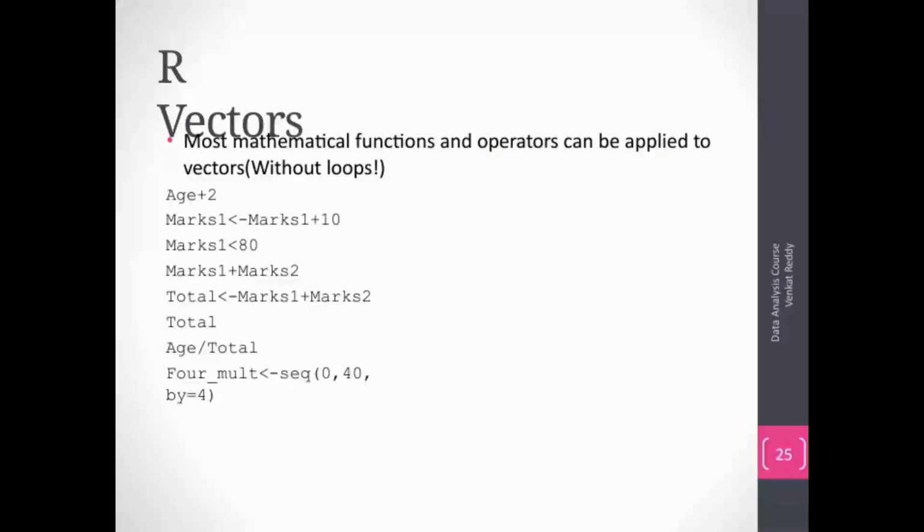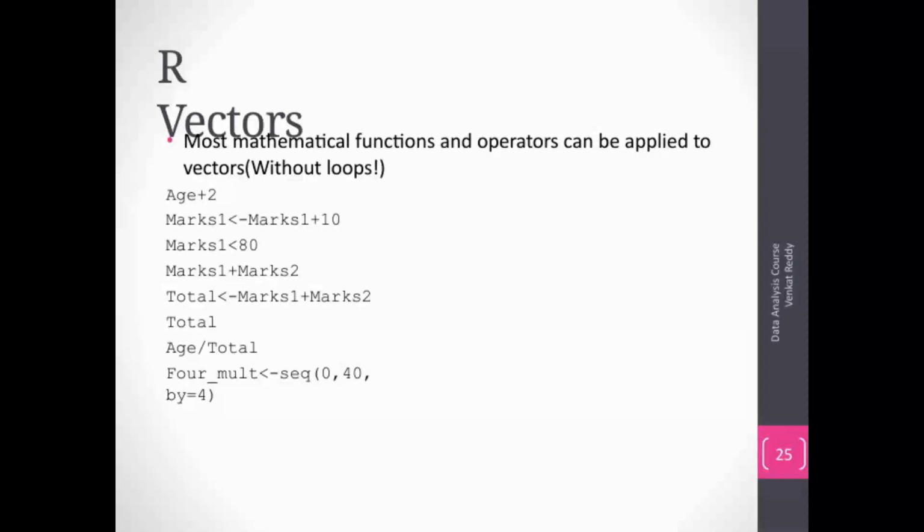Another important concept is creating sequences. For example, using the seq function, we can generate a sequence from 0 to 40 in steps of 4, which we might call four-fold. All of these examples highlight how R makes vector operations straightforward and powerful, allowing us to manipulate data efficiently and focus more on analysis rather than coding intricacies. This is a core part of working with data in R, especially in data analysis courses like this one.